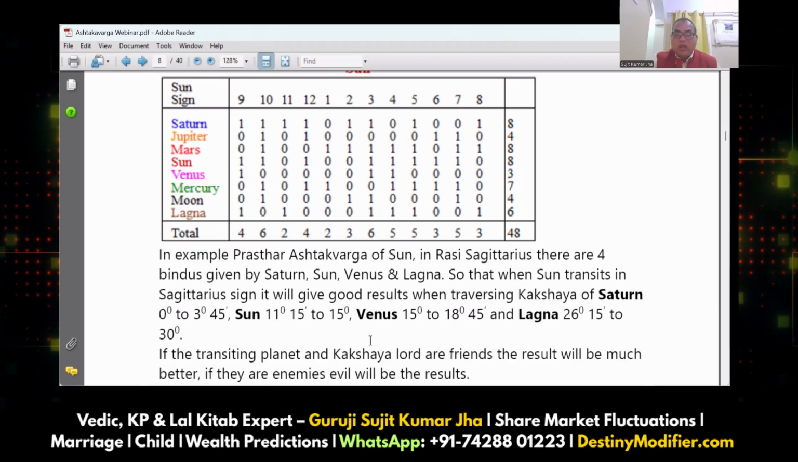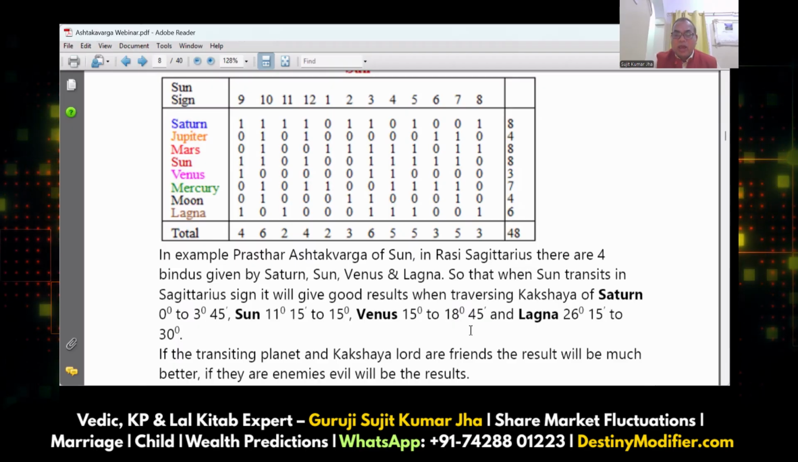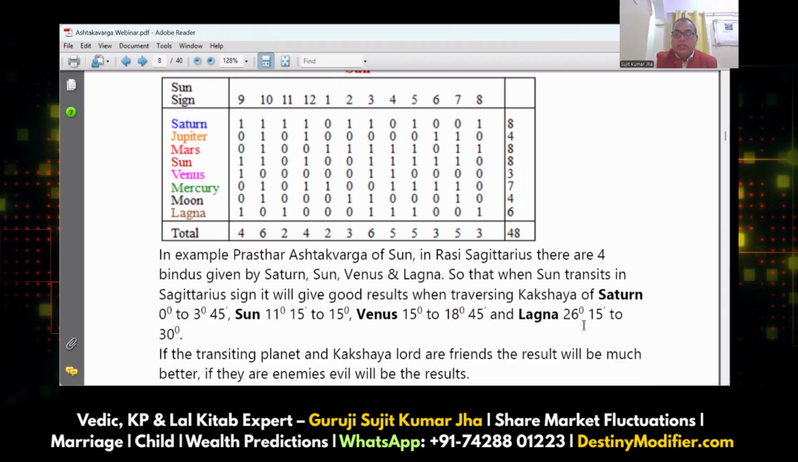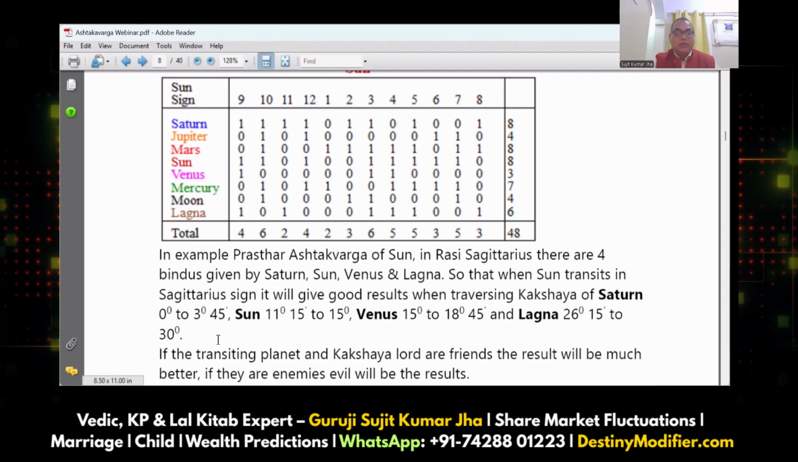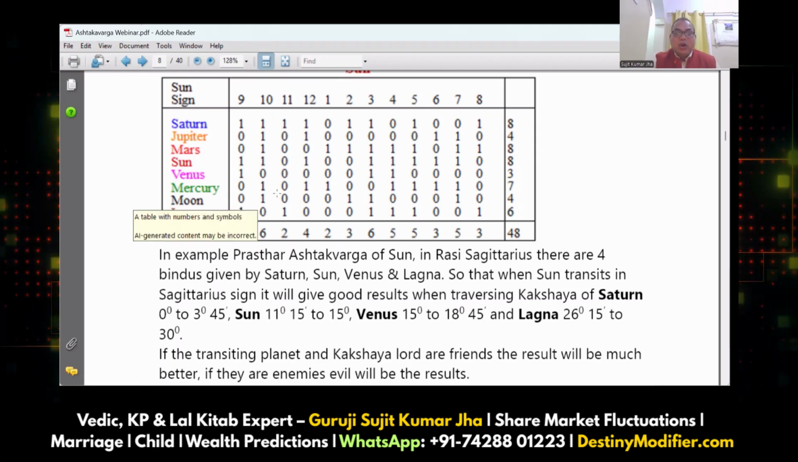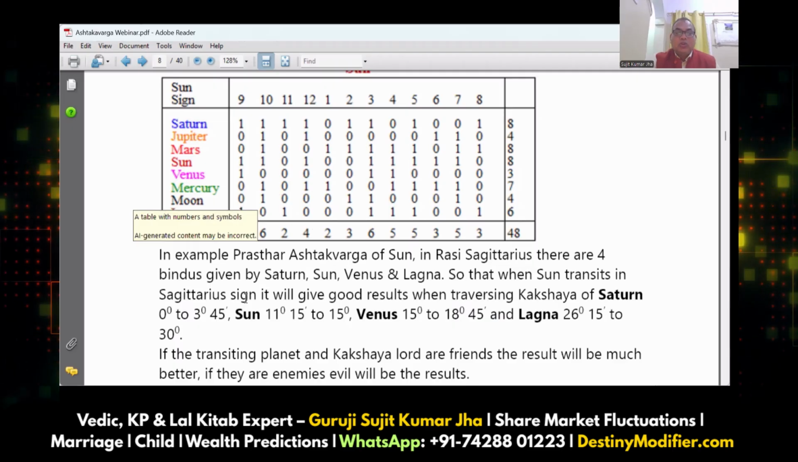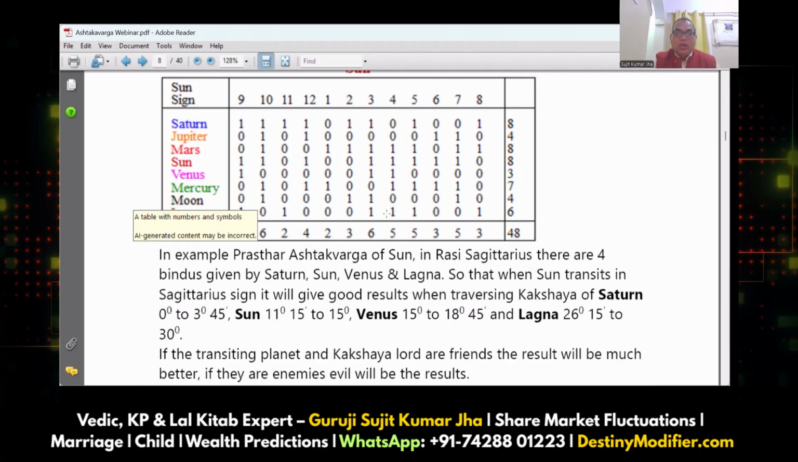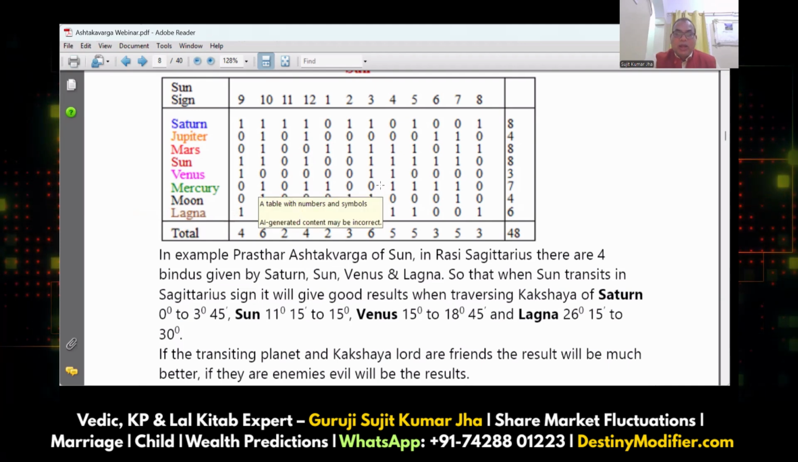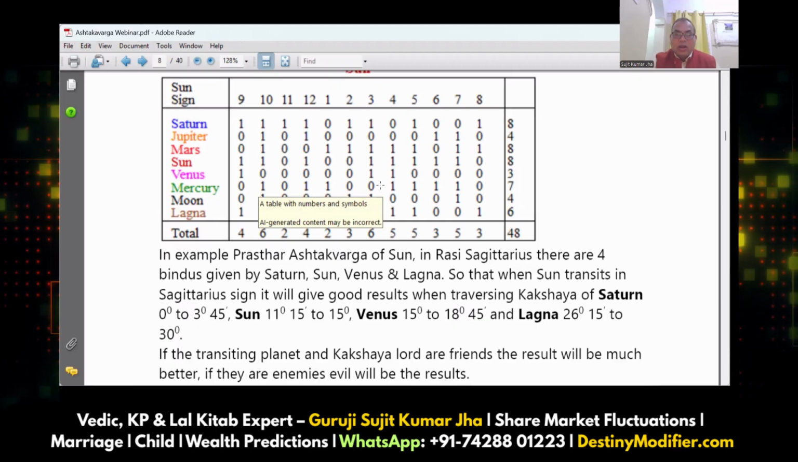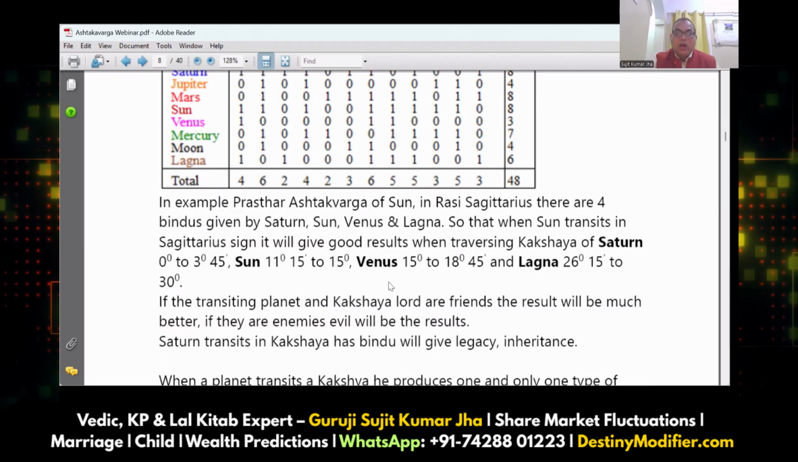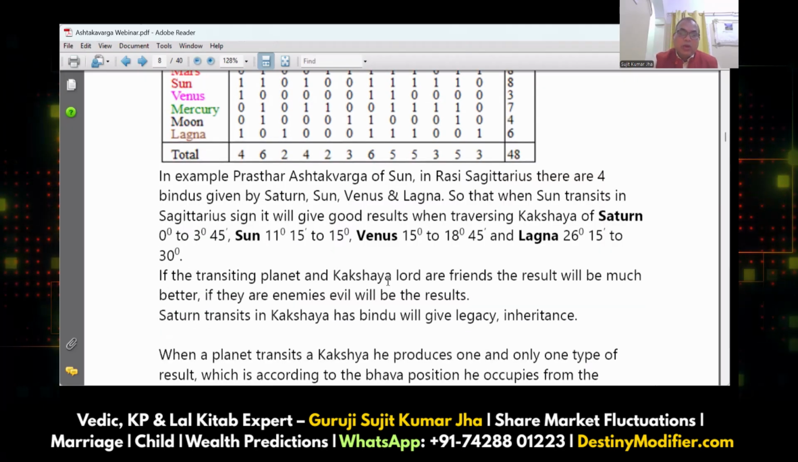Then Venus 15 degrees to 18 degrees 45 minutes. After that, the Sun is able to give the result 26 degrees 15 minutes to 30 degrees. So like that, when a planet transits, we can find out whether it gives the result or not. Suppose you are finding the marriage time. So when you find the marriage time, you have to check the transit of the planet of the Dasa Lord and Antara Lord. At that time, you have to use this concept. Then only your prediction will be accurate.